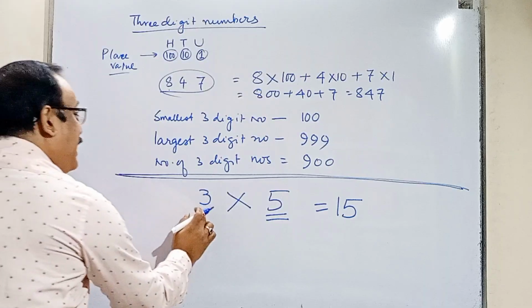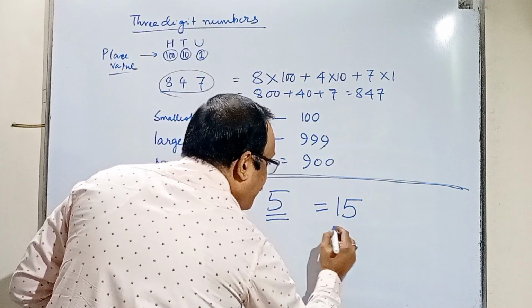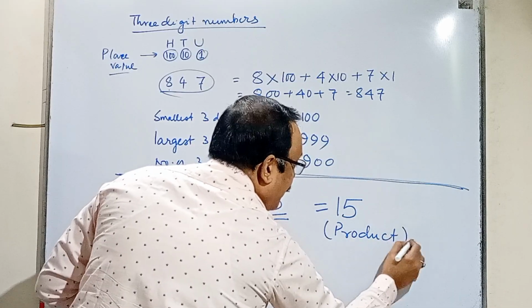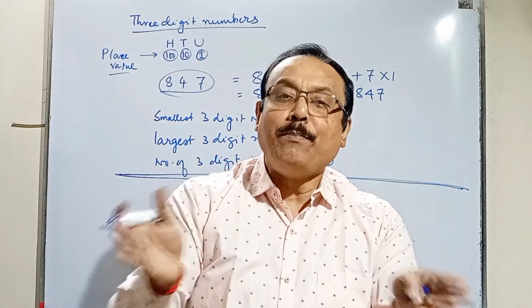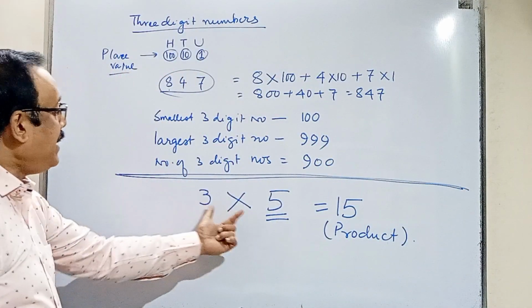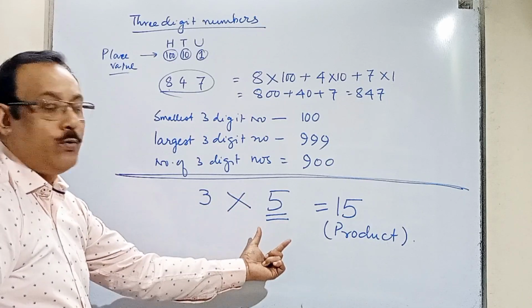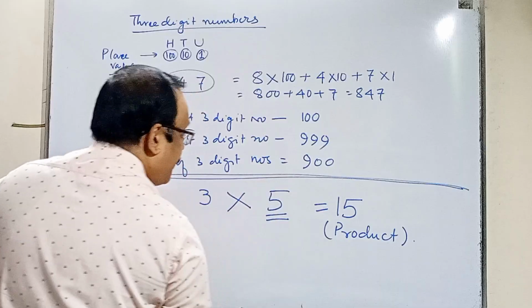Whenever we multiply two or more numbers, the result that is obtained, we call it a product. That means the value obtained whenever we multiply two numbers, any numbers. Here I am multiplying one-digit numbers. If you multiply a 2-digit number with another 2-digit number, whatever you get will be a product. So here we multiplied and got a product.